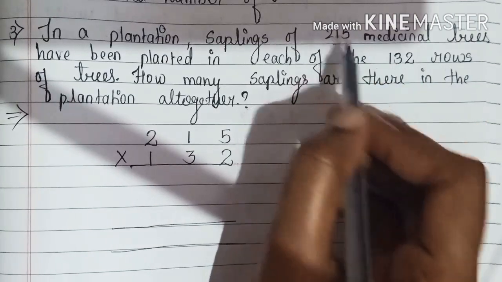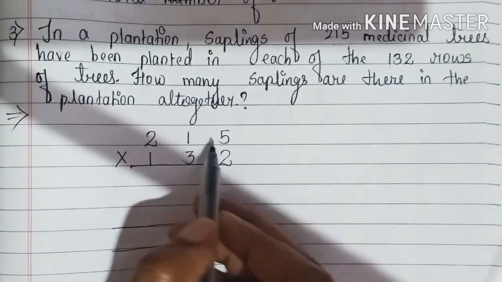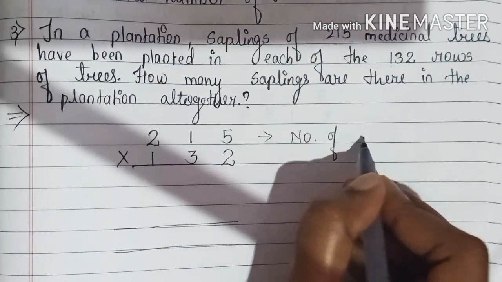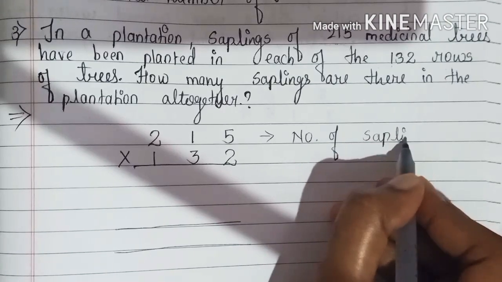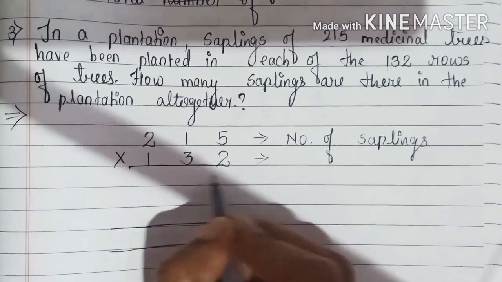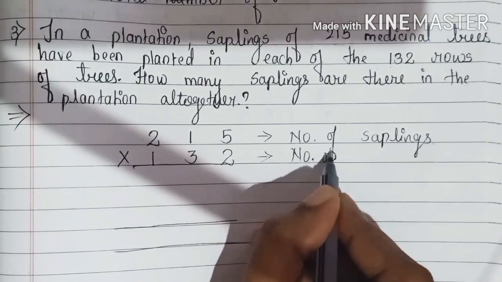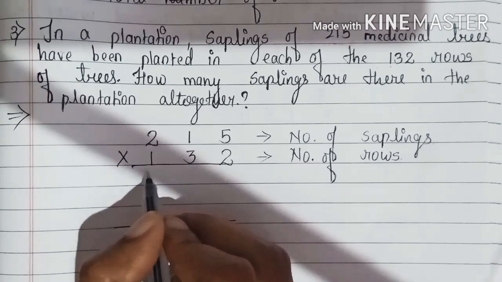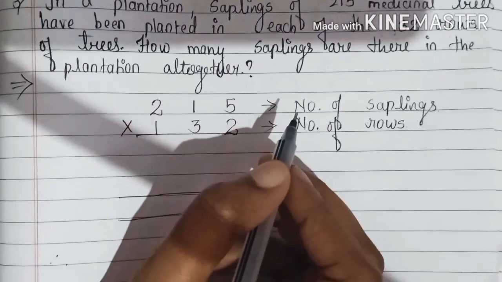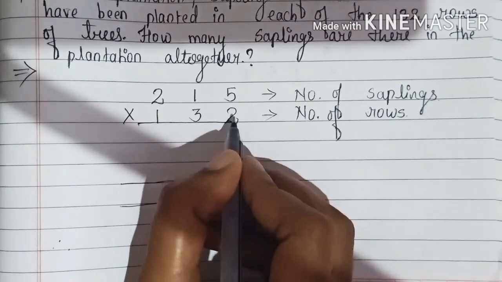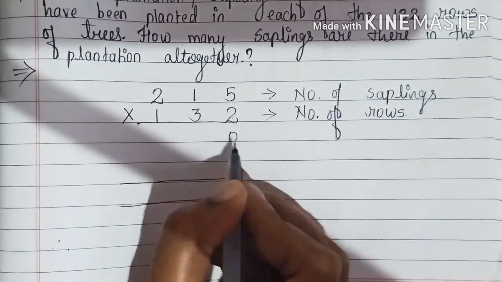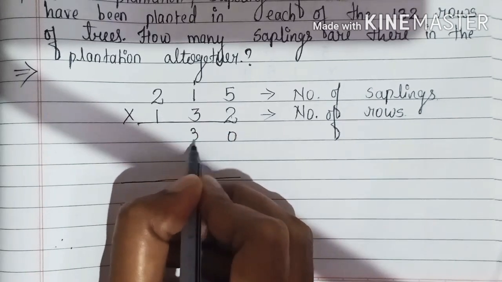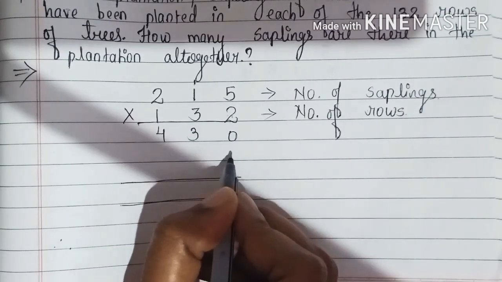So we will multiply this 215 by 132. This 215 is the number of saplings, and this 132 is the number of rows. We have to find out the total number of saplings planted in 132 rows. So we will multiply. First we will multiply by 2. 2 5s are 10. 1 will be carryover. 2 1s are 2. Plus 1 will be 3. 2 2s are 4. Take 1 zero.